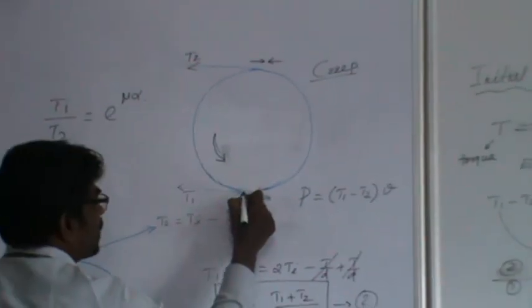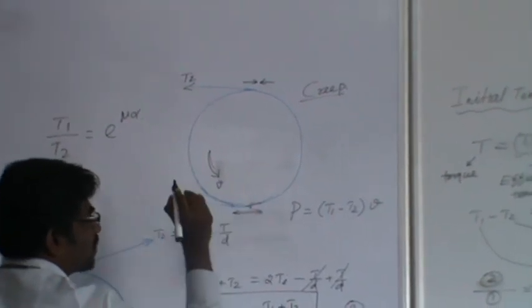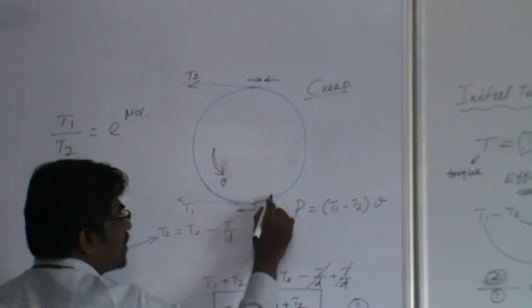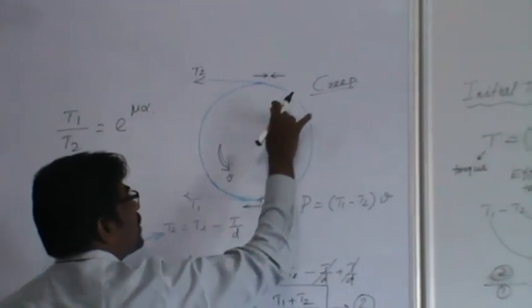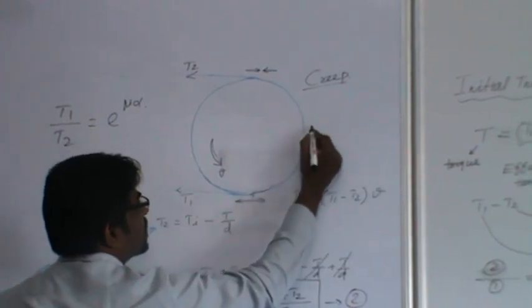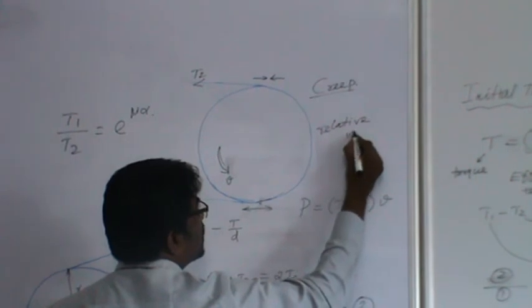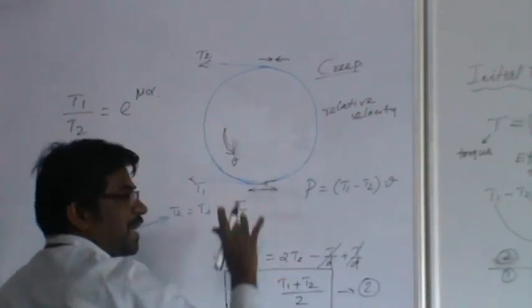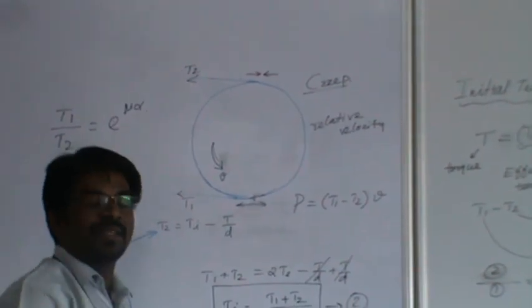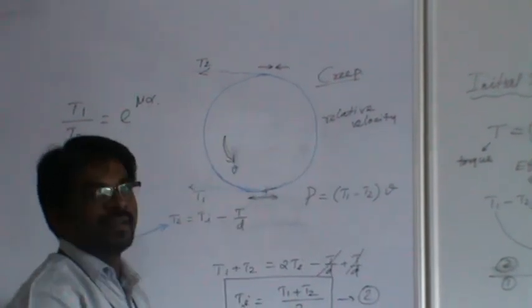At this point, the pulley speed and the belt speed will be equal, and as it moves, the velocity is decreasing, so there is relative velocity between the pulley and the belt. So the velocity ratio is also not constant. This is called creep.